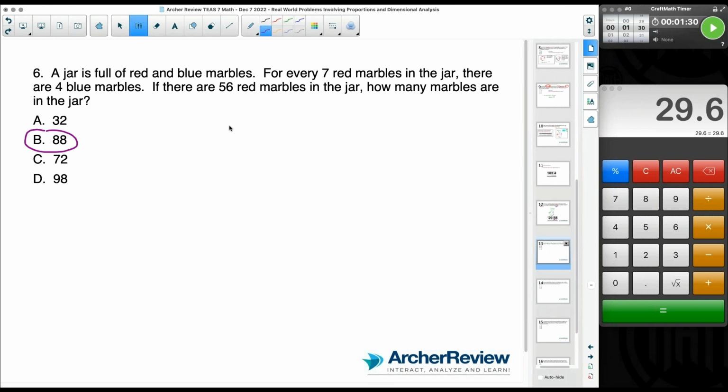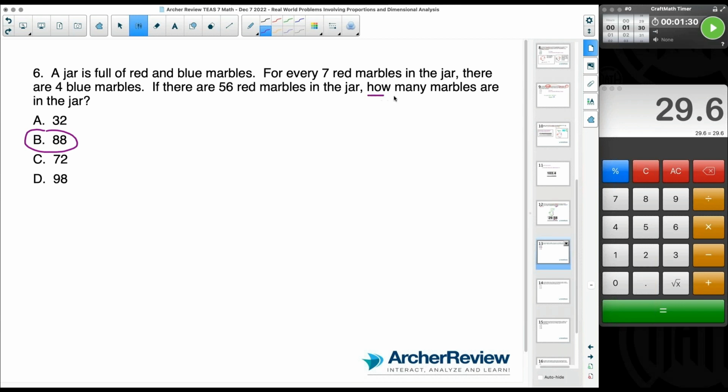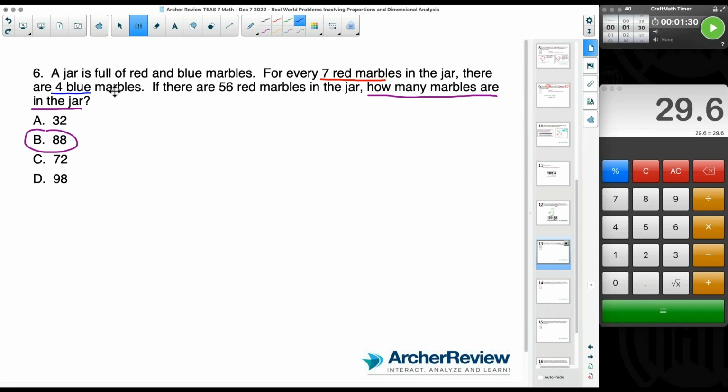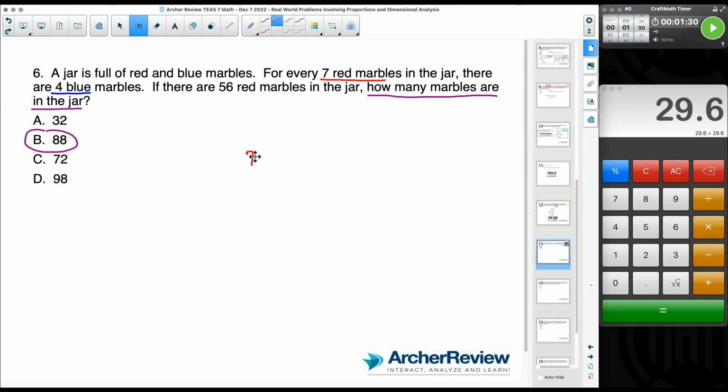This is very similar to the first problem, except look at what this question is asking. The question is asking how many marbles are in the jar. It's not asking for just blue. A is just the number of blue marbles. But the question didn't say how many blue marbles are in the jar. So for every 7 red marbles in the jar, there are 4 blue marbles. There's our two things. So proportion, two things. We got two colors. So I'm going to put 7 red over 4 blue. So my top number, red, bottom number, blue.